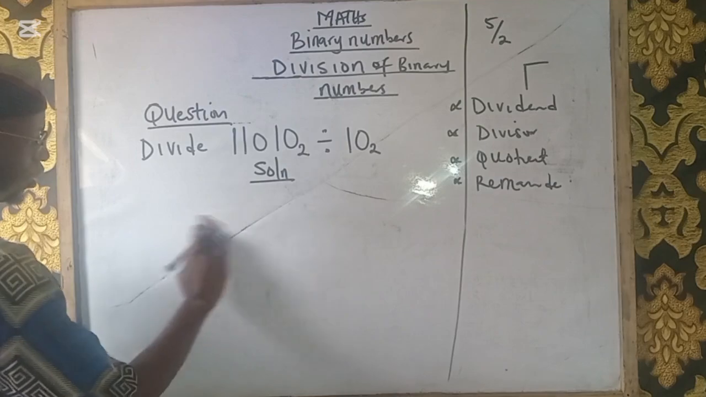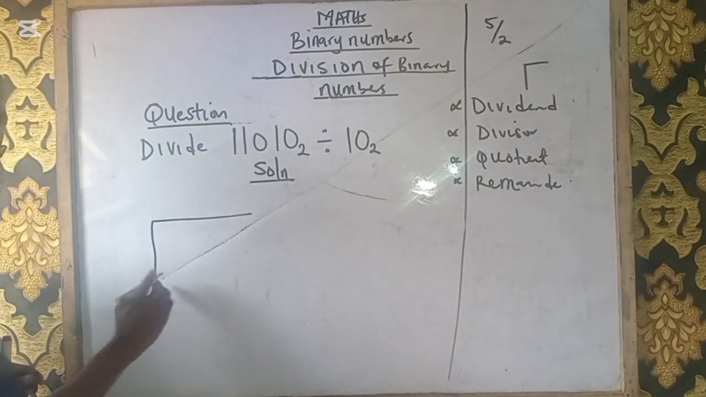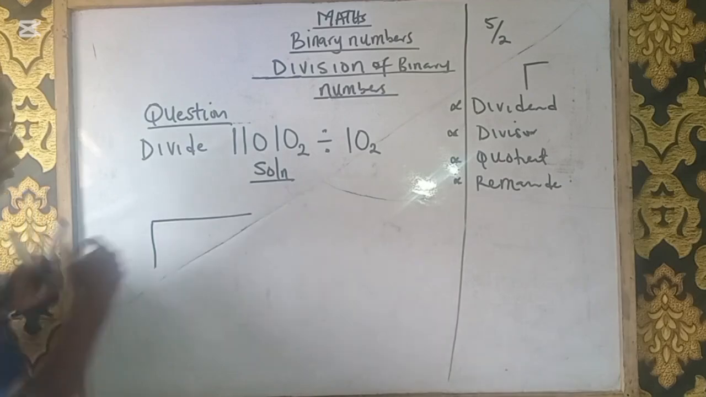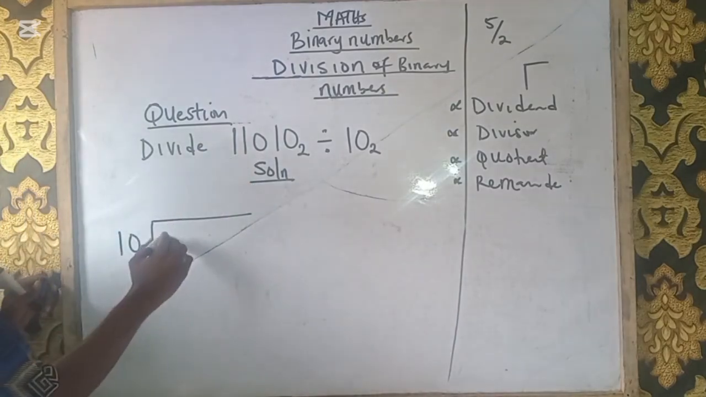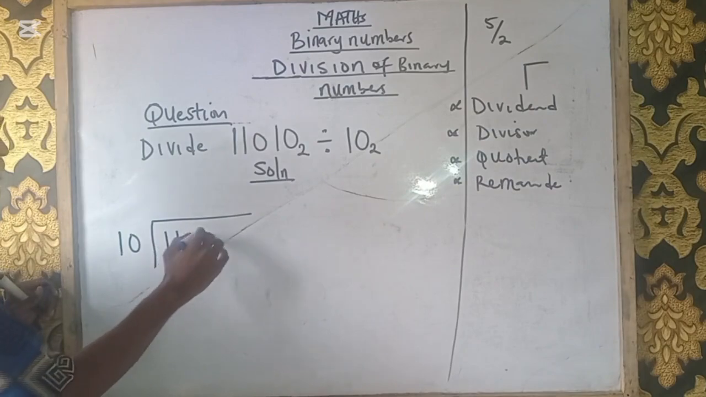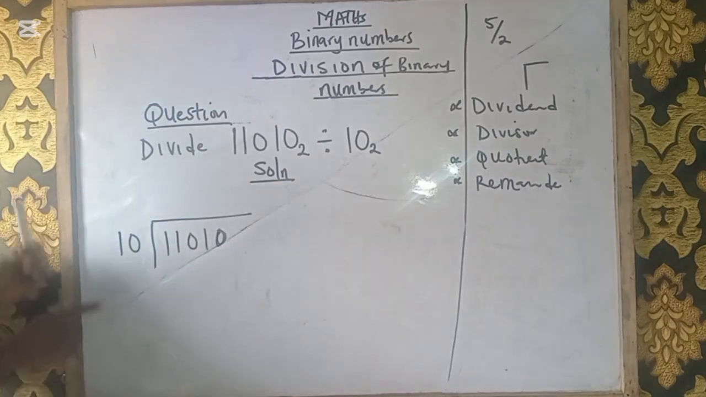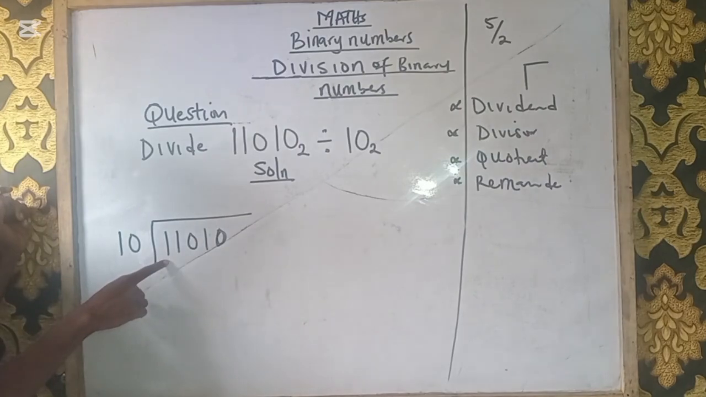Let me use this side. Look at this: your divisor should be here, while the dividend, you put inside there, 11010. Do you understand that? Now, when you take 10 in 1, it's not possible.